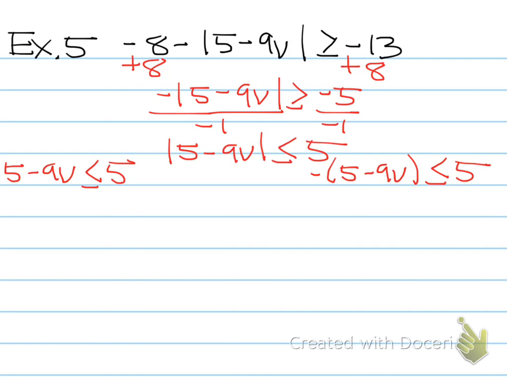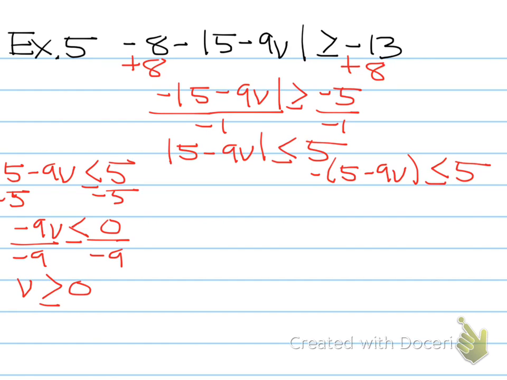Write out the two inequalities, one that has a positive quantity of what's inside the absolute value bars, the other that has a negative quantity of what's inside the absolute value bars. Subtract 5 from both sides. Get negative 9v is less than or equal to 0. Divide both sides by negative 9, which is going to change the direction of the inequality. We'll get v is greater than or equal to 0.